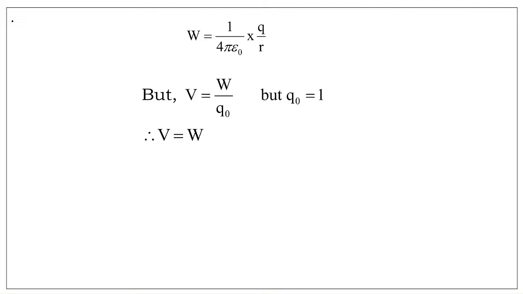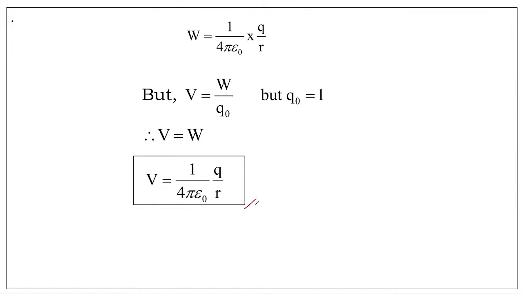But V is equal to W by Q, where Q is equal to 1. That is, V is equal to W. The final equation will be V is equal to 1 by 4 pi epsilon naught Q by r. This is the expression for electric potential.